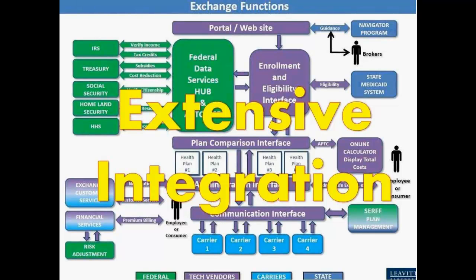You have verification of Social Security, you have citizenship verification, incarceration status, household income, lawful presence, Medicaid, CHIP, TRICARE, Veterans Health Program, even the Peace Corps got factored into this integration. So huge problems here.